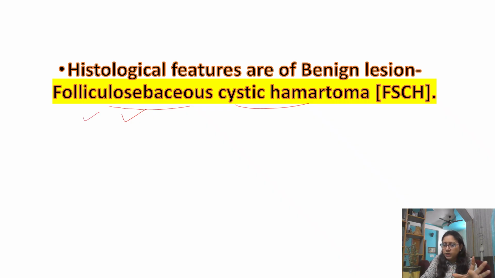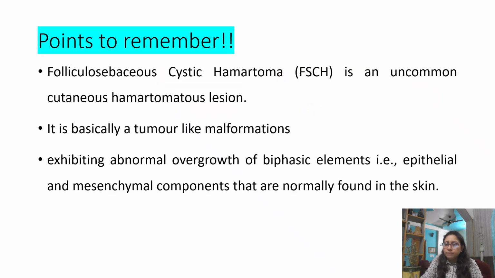I told you there are dilated follicles, and then sebaceous glands radiate from them into lobules. The follicle is cystic, and hamartoma means tissue which is not normally present there is also found. In some slides we had adipocytic areas also, fat cells. So what you have to remember is that though it is a benign lesion, it is an uncommon cutaneous hamartomatous lesion. Basically a tumor-like malformation, you can say. It's not a tumor, it's a tumor-like malformation.